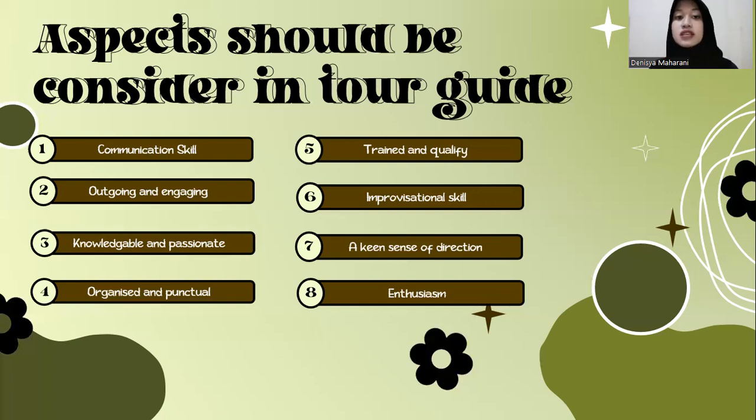And number seven is have a keen sense of direction. A tour guide should know where they are going and should be able to help direct us, and also be prepared to give some general directions to help people get where they need to be when the tour is complete. And the last is enthusiasm.